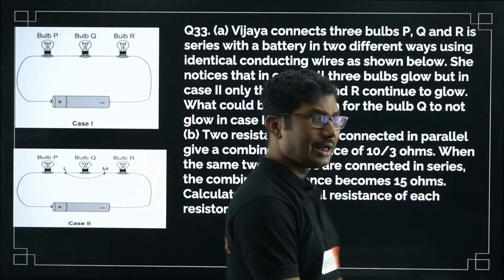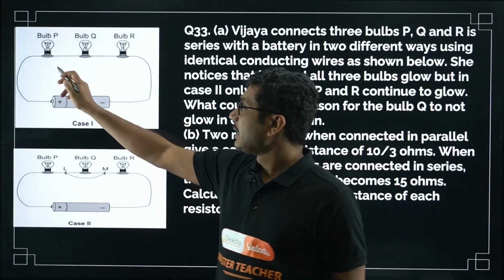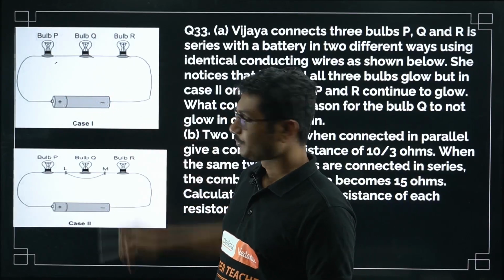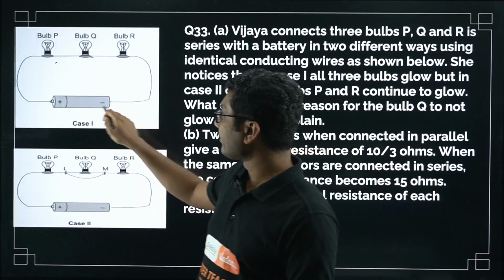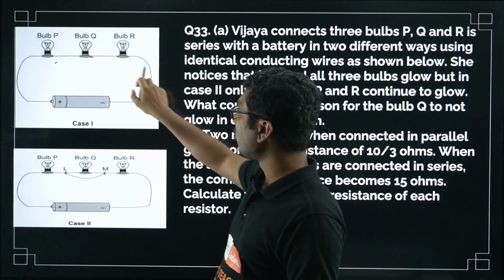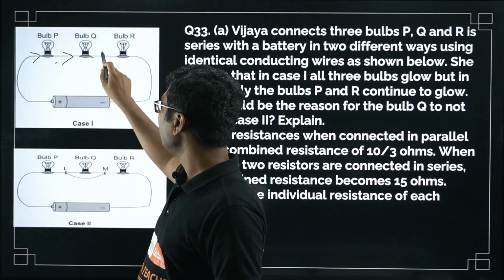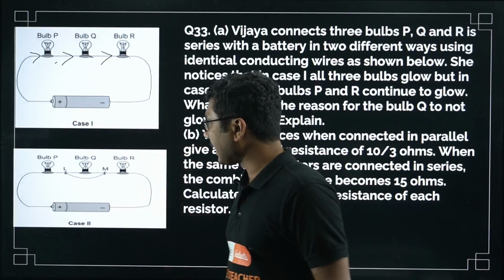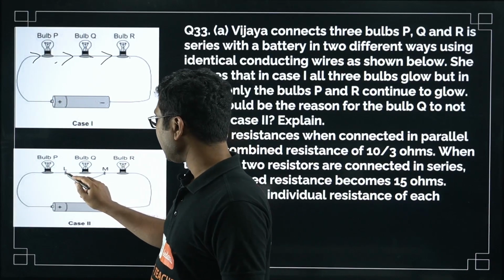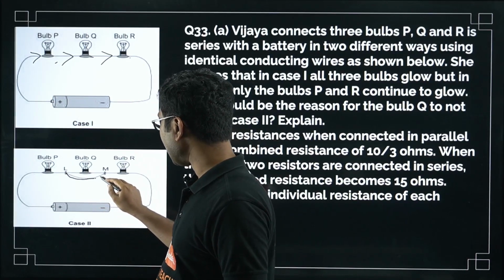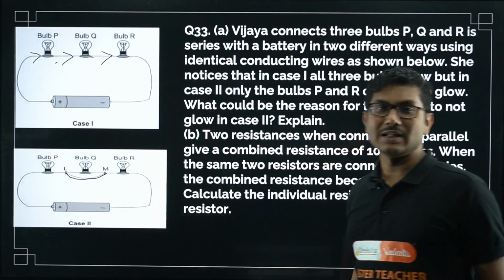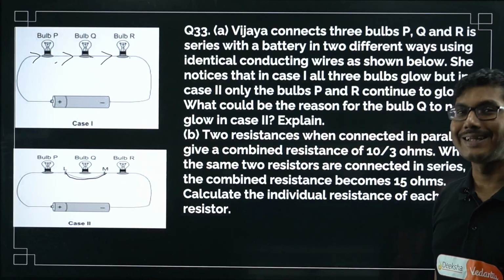So let's see what is the case. First, they are all connected in series, and they are connected to the battery, so all the current is passing through all the bulbs, so the bulbs are glowing. Now in this arrangement, there is a connection between L and M. This arrangement is called short circuiting.